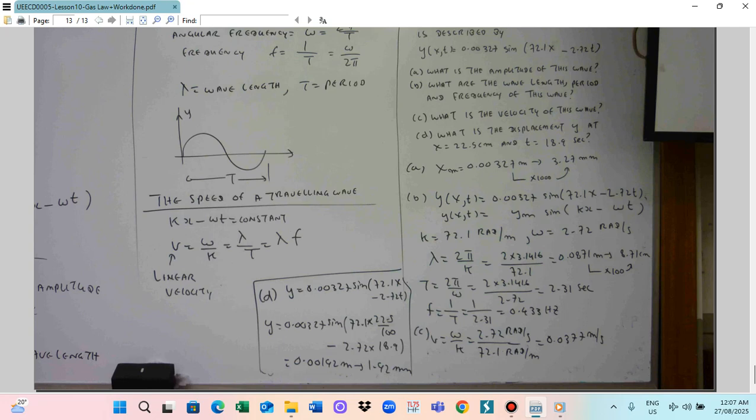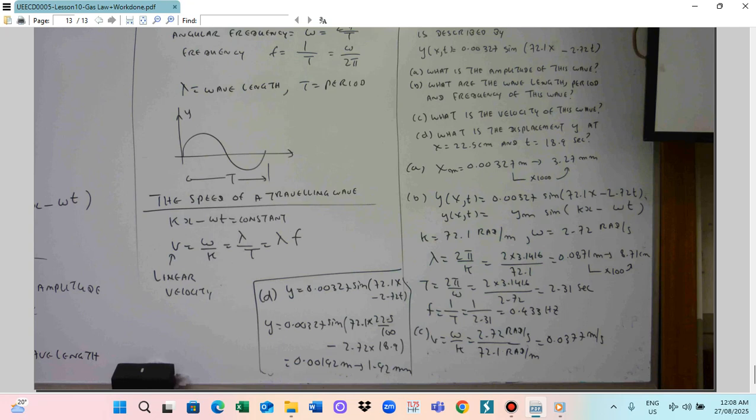So v is a linear velocity, k is a wave constant, lambda is a wavelength, f is a frequency, and T is the period time. So we can write down the equation for the speed of the traveling wave: v is equal to omega by k, equal to lambda by T, or lambda multiplied by f. Okay, so this equation is already given here.